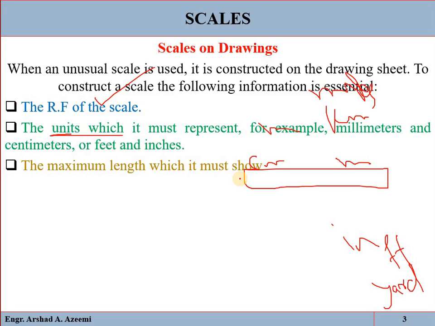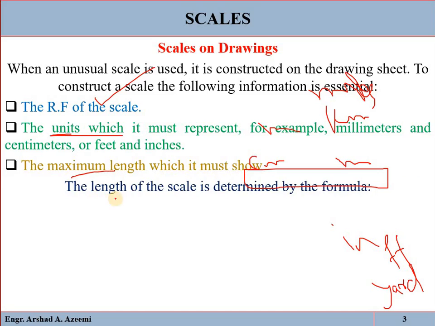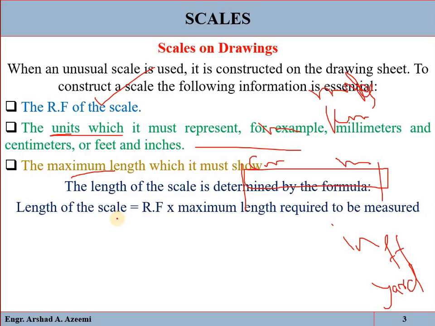So that will be given: how much maximum possible length you have to transform from the drawing into actual dimension. So the maximum length of the scale will be given. And then, whenever you are drawing the graphical scale, how much line will be drawn? That is equal to the representative fraction multiplied by the maximum length which you want to measure.